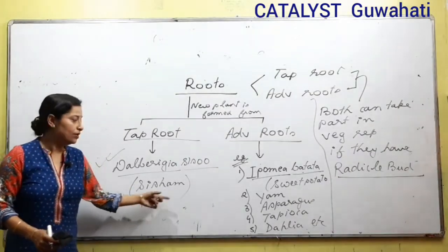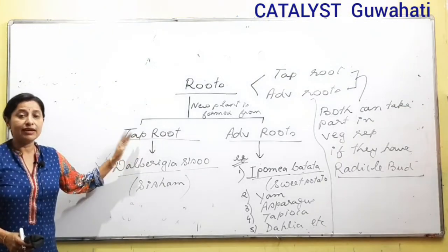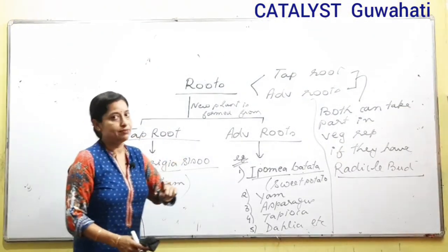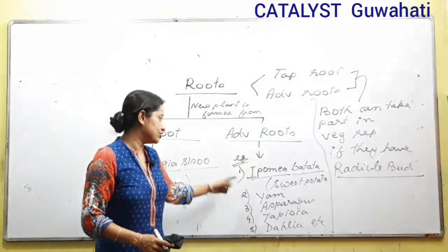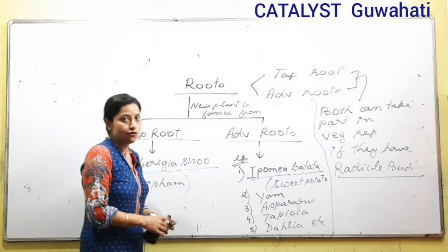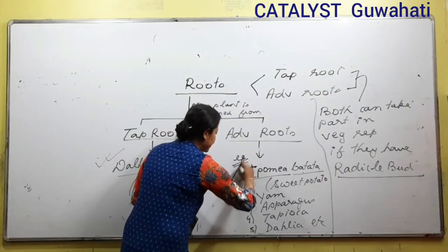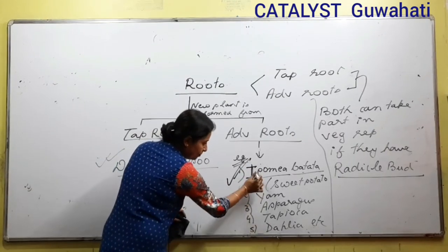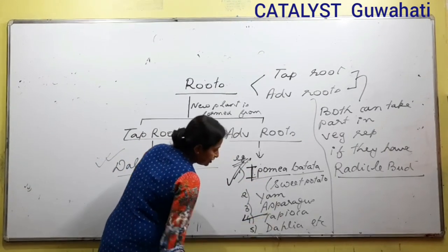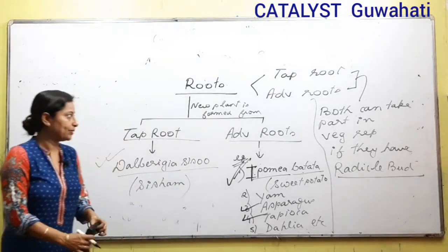So what we got to know is that some plants with taproot system can also take part in vegetative propagation, and some plants with adventitious roots also can take part in vegetative reproduction. From the examination point of view or entrance point of view, questions have been asked about the examples, very important, and this one also. Out of this, Ipomoea is important, tapioca questions have come, yes, almost all of these we will study.